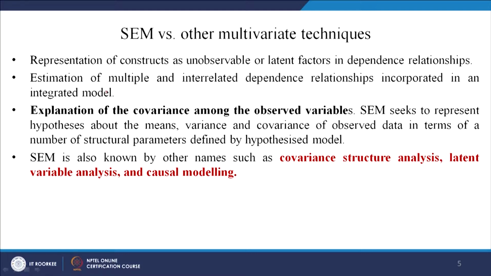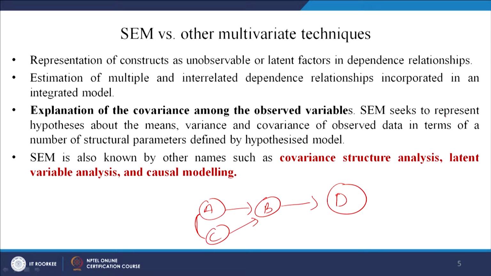So, there are a lot of relationships. For example, A is related to B, and C is related to B, and then B is related to D. So, this is a very complicated and unique relationship, right? It is an explanation of the covariance among the observed variables.